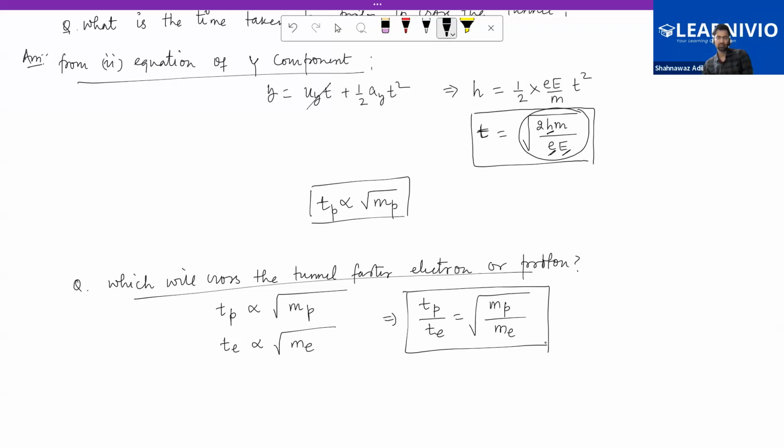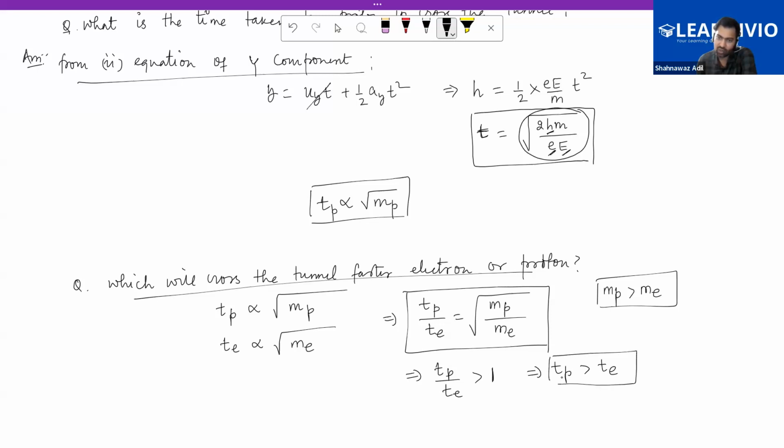Mass of proton. Mass of proton is bigger. So this would come out to be greater than 1. So you see that the time taken by the proton would be more as compared to the electron, so it is slower. So the answer is that electron will cross first. Right, that is the answer.